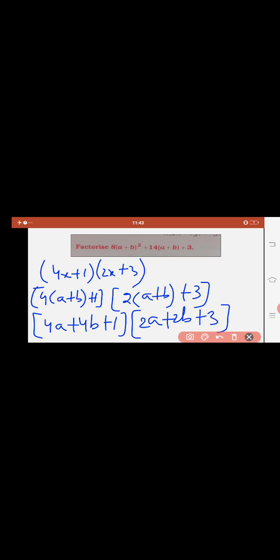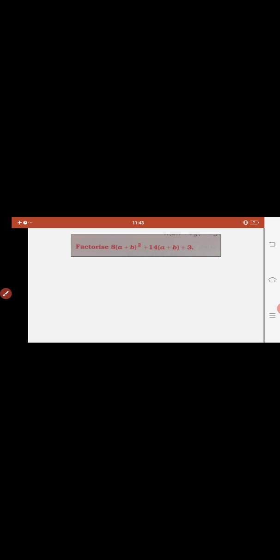So this is how we are going to solve the trinomial. First we compare it with our general equation, that is ax square plus bx plus c, and then we take the product of a and c. We make its factors, and then we arrange the factors to get the value of b.